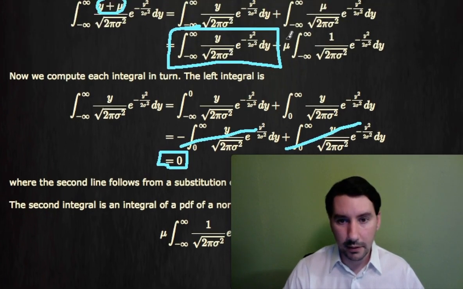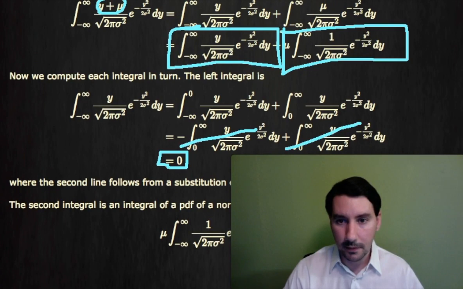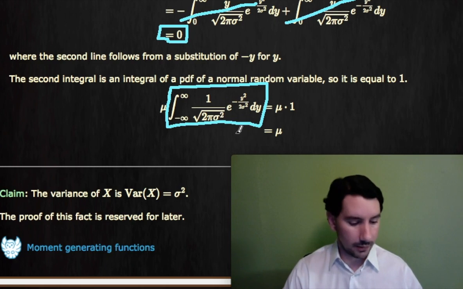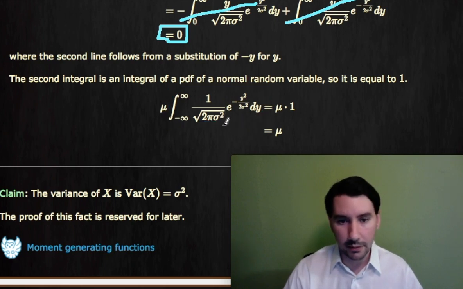For the second integral, now we're going to compute this one. The integral of 1 over the square root of 2 pi sigma squared, e to the minus y squared over 2 sigma squared dy, equals 1, because this is just the PDF of a normal random variable with mean 0 and variance sigma squared. So it evaluates to 1, and this is mu times 1, which leaves us with mu.